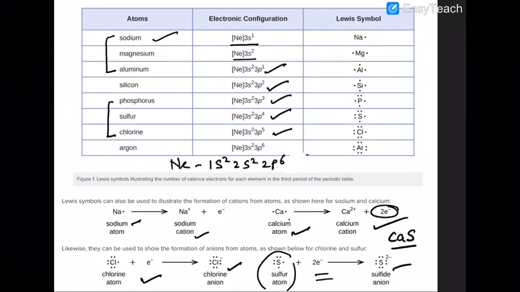So a metal atom will lose electrons, and a non-metal atom will accept electrons. That is how the ionic bond comes into the picture. It is an electrostatic attraction between the cation and the anion. An ionic bond is formed by complete transfer of electrons from a metal to a non-metal, and all this happens just to complete the octet.